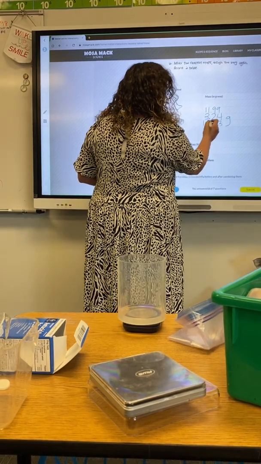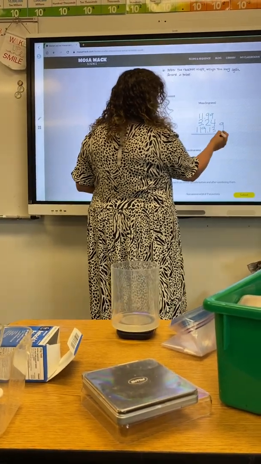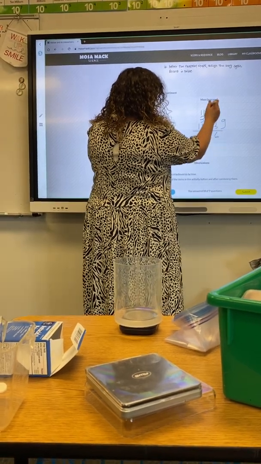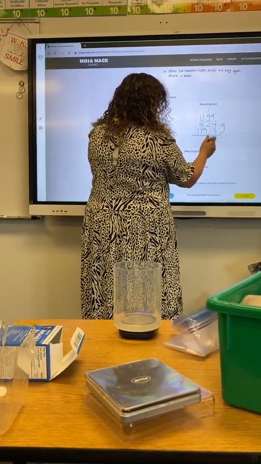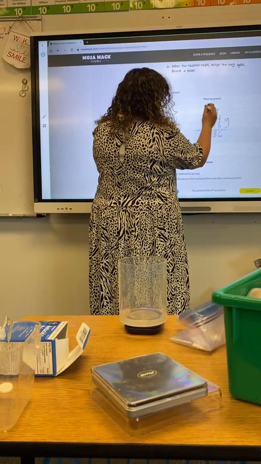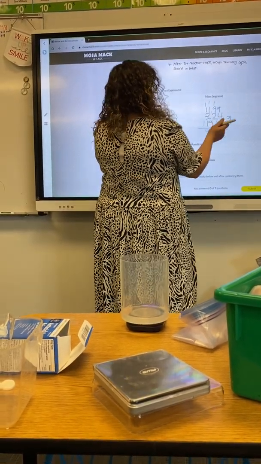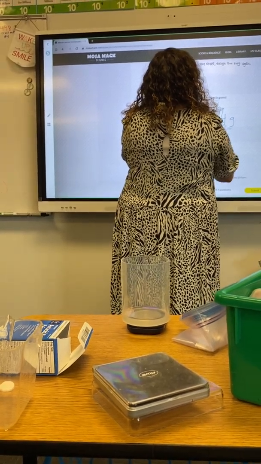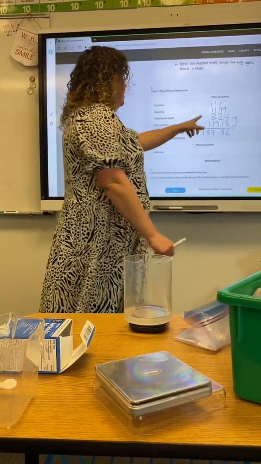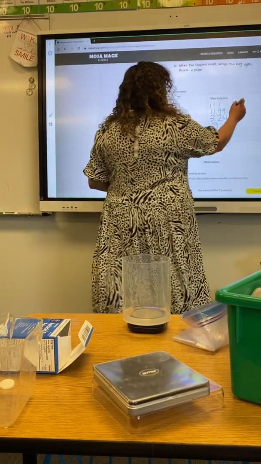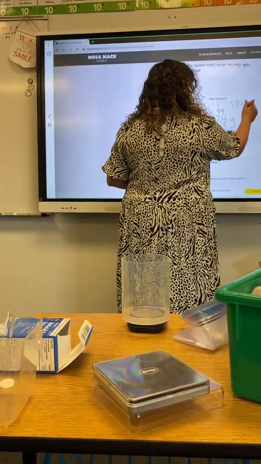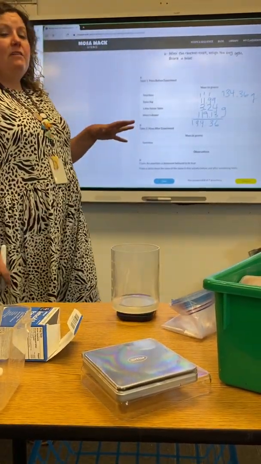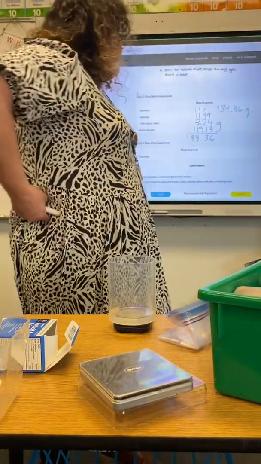Now, I tried to line these up so we could find the total of all of them. So, 9 plus 4, so let's see, 13, 14, 16. Gotta make sure. So the total mass I have is 134.36 grams. Now, we're gonna see if we do the chemical reaction in the bag, if it stays about the same.